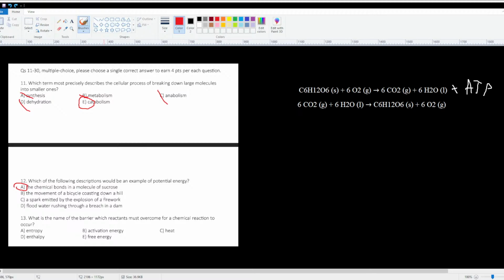Look at the language: movement, explosion, rushing through. This implies that something is in movement, something is happening. So that means the energy has to be kinetic. It has to be in the process of releasing energy, of taking potential energy and turning that into kinetic. So when we're talking about A, however, chemical bonds in a molecule of sucrose.